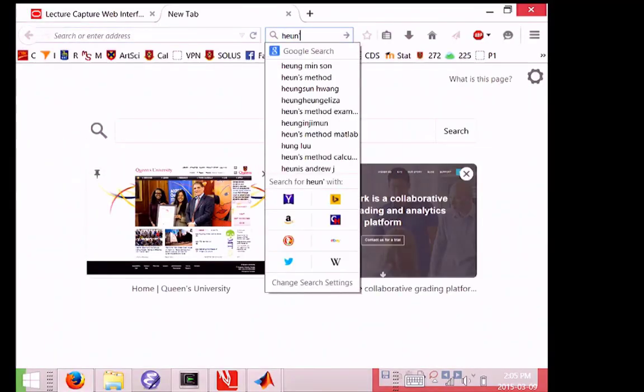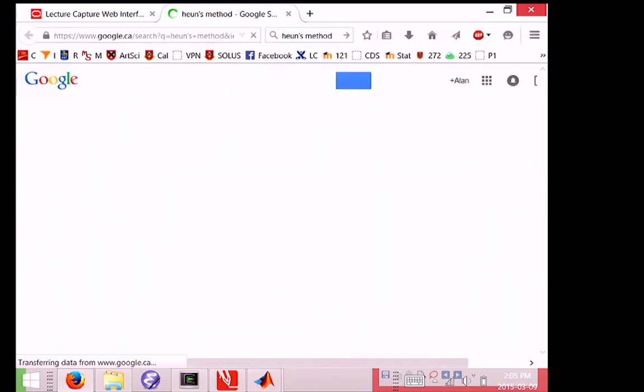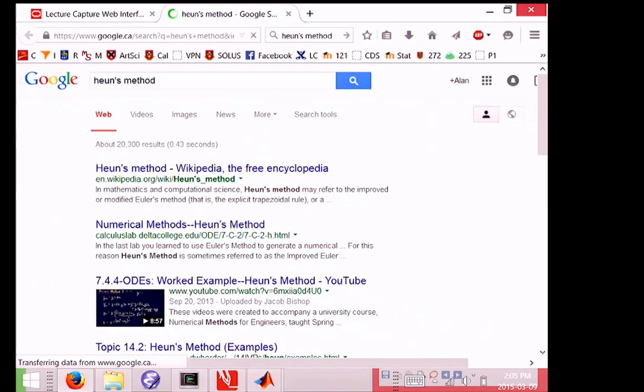What we're looking for is Heun's method. And our best friend, Wikipedia, is going to come up at the top. That's nice. OK. Just even the blurb here sounds promising. Heun may refer to the improved Euler's method. What are we using now? Euler's method. What would I like to do? I'd like to improve it. So yeah, let's do this.